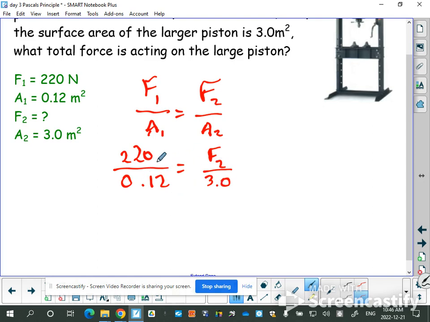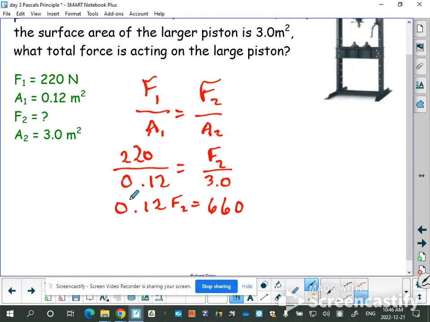Now to solve this, you can use the Z pattern if you're a Z pattern person. I cross multiply, I admit. So I'm going to cross multiply these two things and I will get 0.12 times the second force on one side. And then I'm going to cross multiply these two things. So 220 times 3 will give me 660 on this side. And then I just have to divide it out.